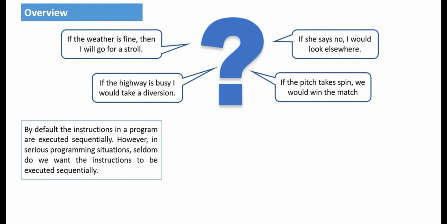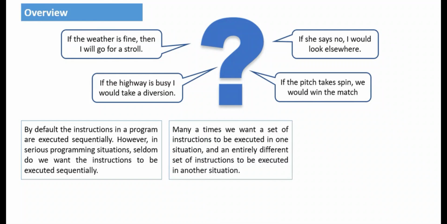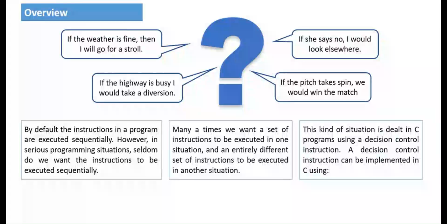Now by default, the instructions in a program are executed sequentially, right? We don't have to do anything. In serious programming situations, seldom do we want the instructions to be executed sequentially. Many times we want a set of instructions to be executed in one situation and an entirely different set of instructions to be executed in another situation. This kind of situation is dealt with in C programming using a decision control instruction.